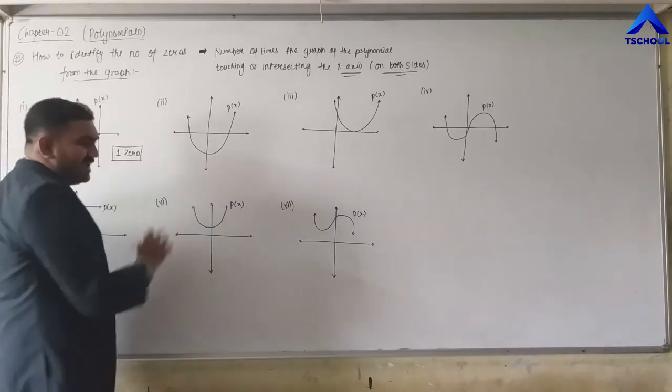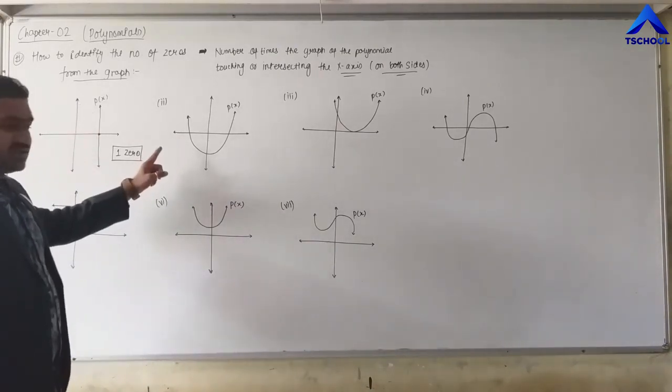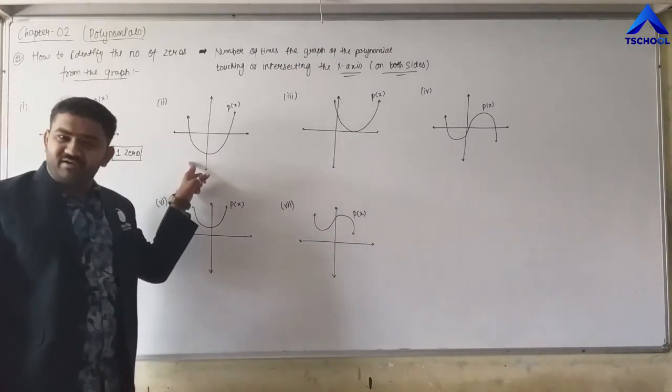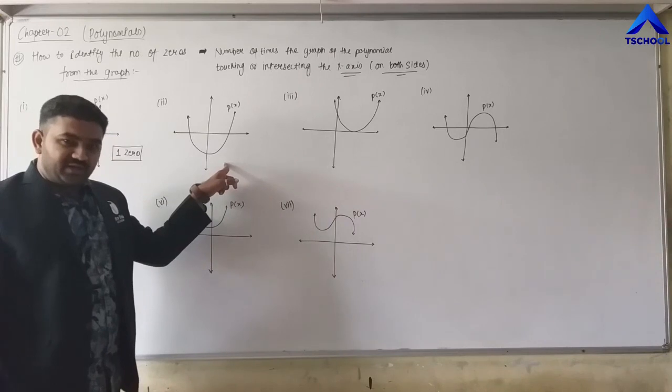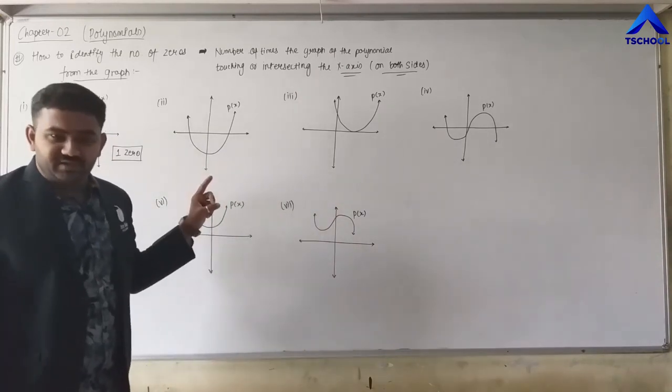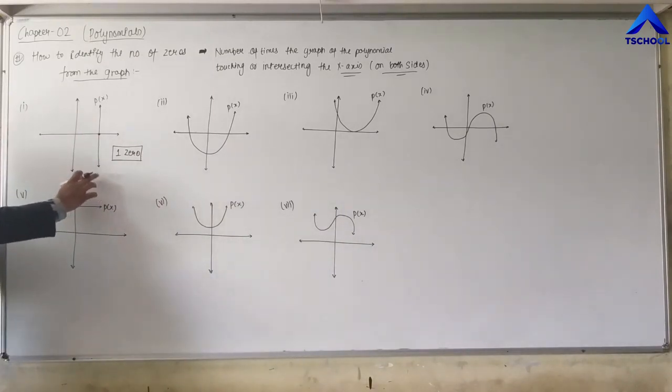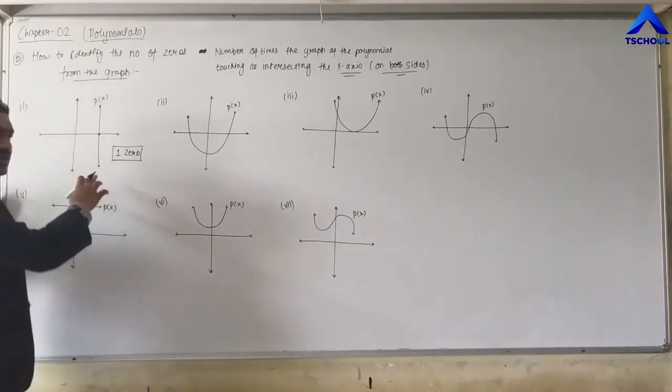Here you can see that this is a parabolic curve. So this parabolic curve will define what kind of polynomial? This will be a quadratic polynomial. The graph denoted here will be a quadratic polynomial. The graph that p of x describes here is a linear polynomial.